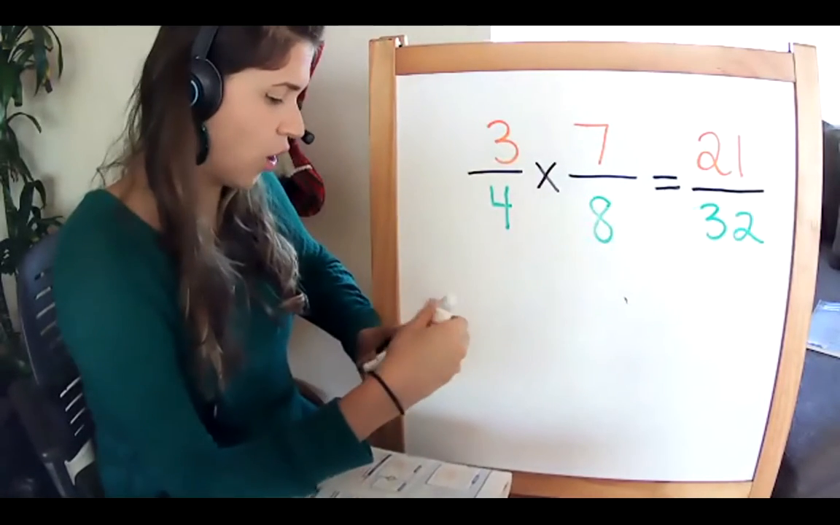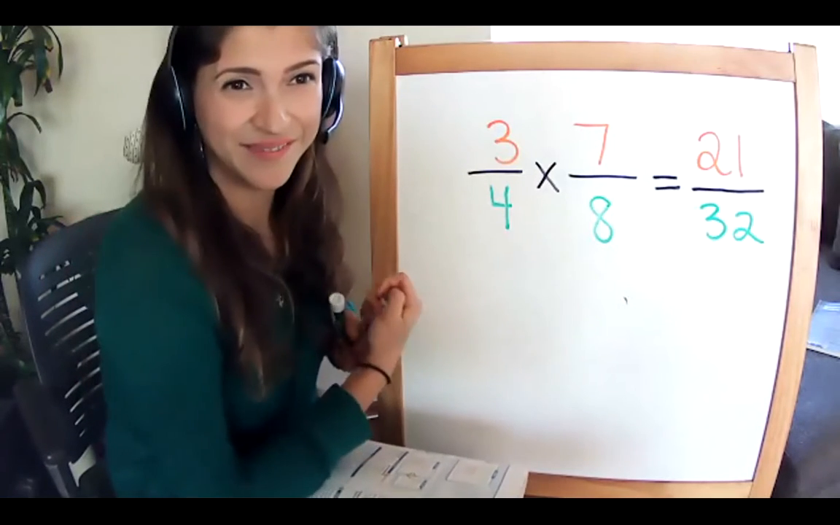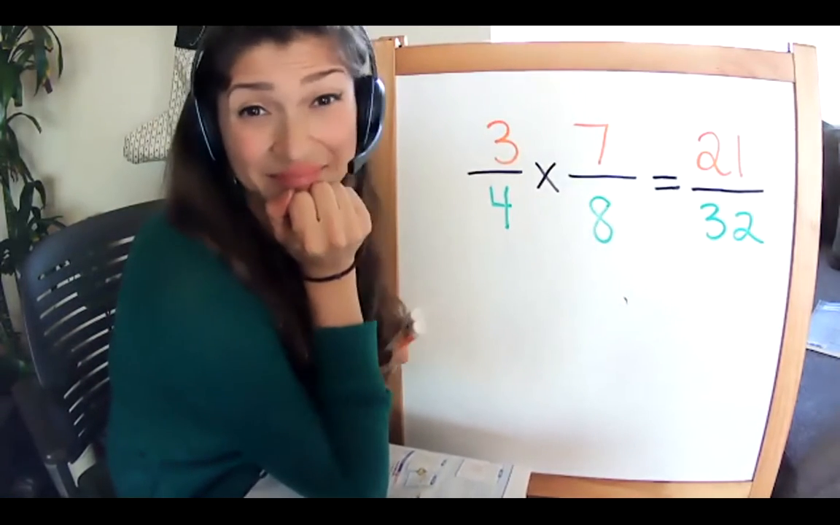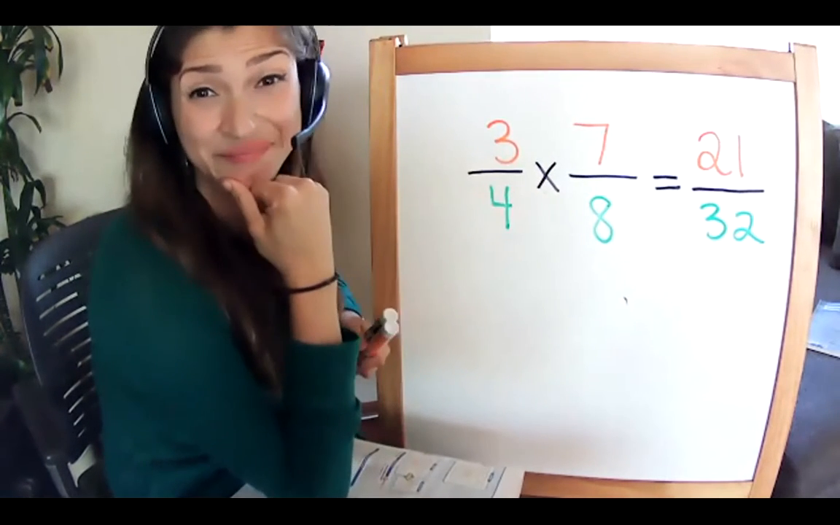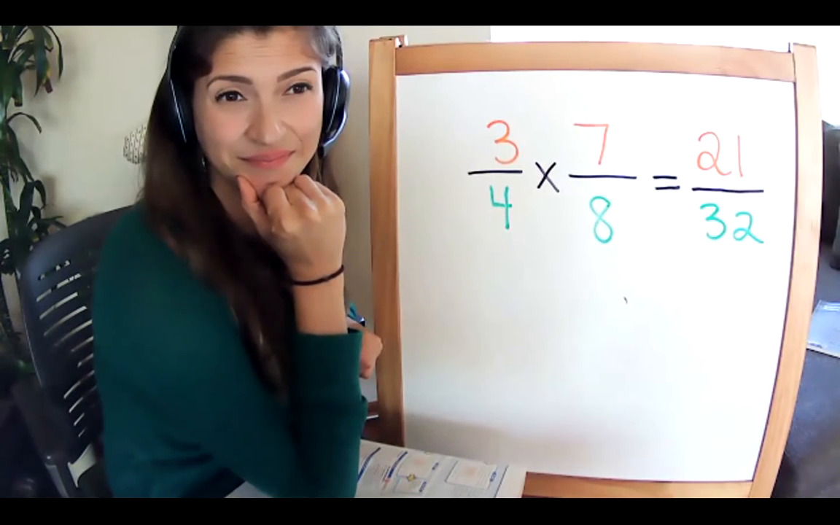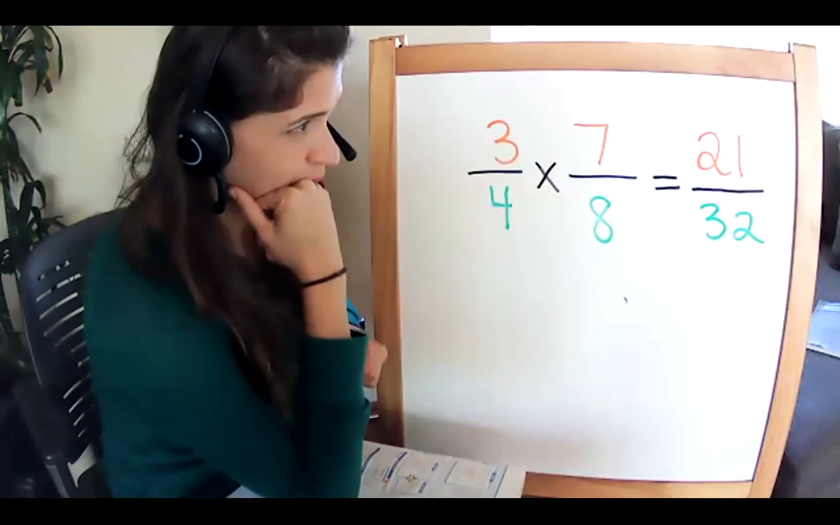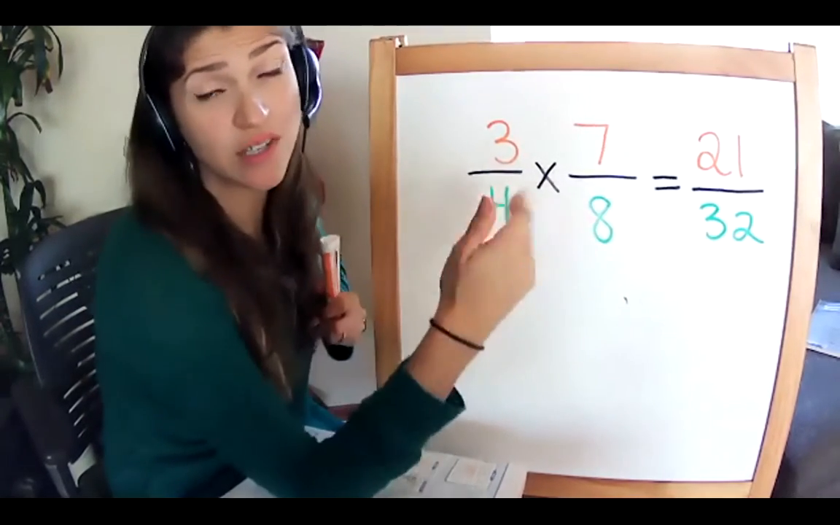Yes. How do you know? Because nothing that goes into 21 and 32 goes into both. And 21 is less than your denominator. Your numerator is less than your denominator. Well, it's in simplest form with all proper fractions, your numerator is less than your denominator.